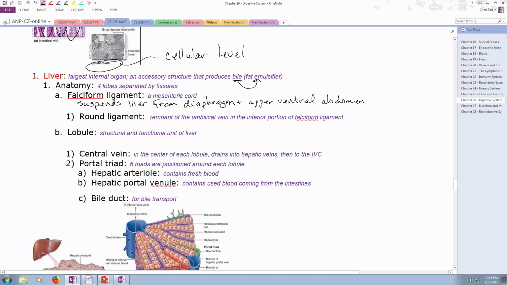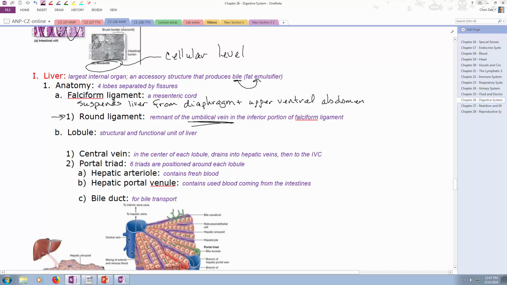In the inferior margin of your falciform ligament, there is a structure there, even in your cat, that's called the round ligament. Some of the literature calls it ligamentum teres. It is a remnant of our umbilical vein that's running up there through the liver. So it's part of our fetal circulation that no longer is needed because we no longer have a placenta and umbilical cord. So that's what the round ligament is.